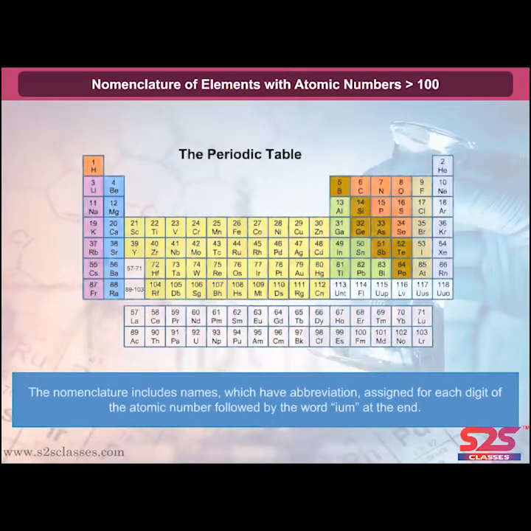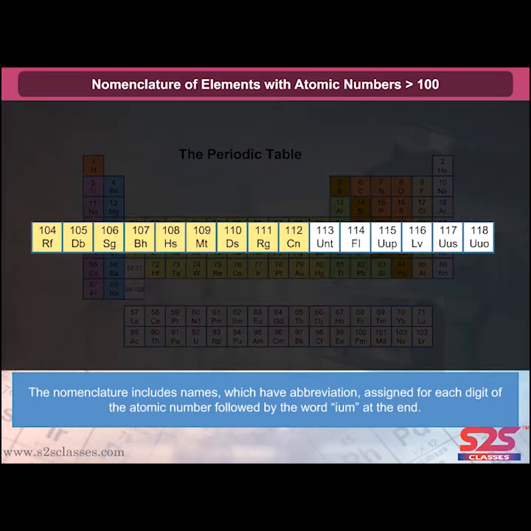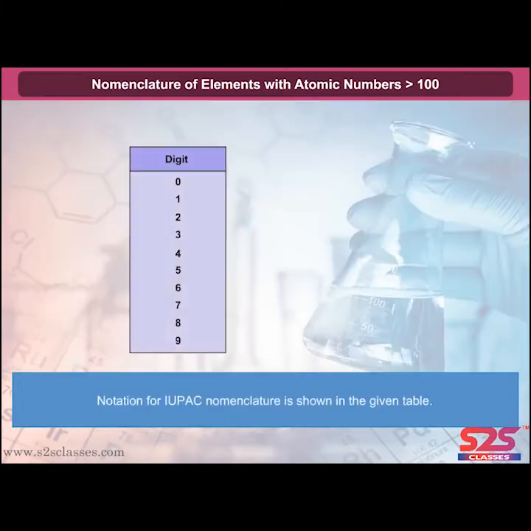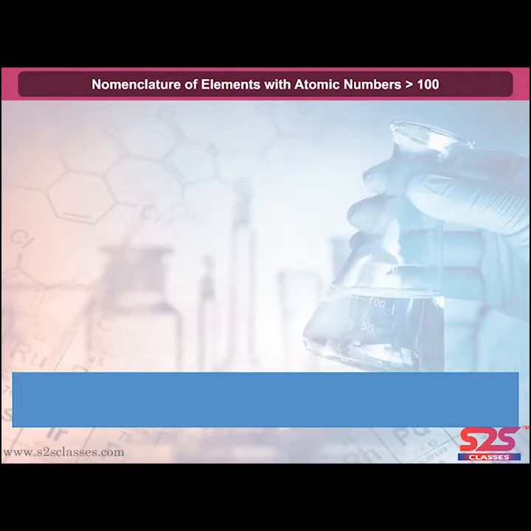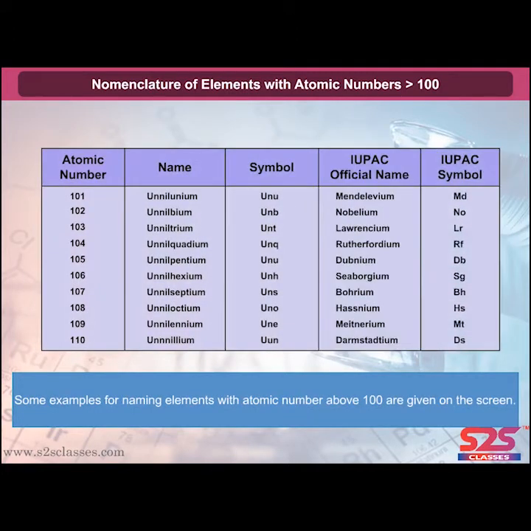Nomenclature of elements with atomic number greater than 100. IUPAC has recommended rules for nomenclature of elements whose discovery is not completely proven and name not officially recognized. The nomenclature includes names which have abbreviations assigned for each digit of the atomic number, followed by the word "ium" at the end. Notation for IUPAC nomenclature is shown in the given table. Some examples for naming elements with atomic numbers above 100 are given on the screen.